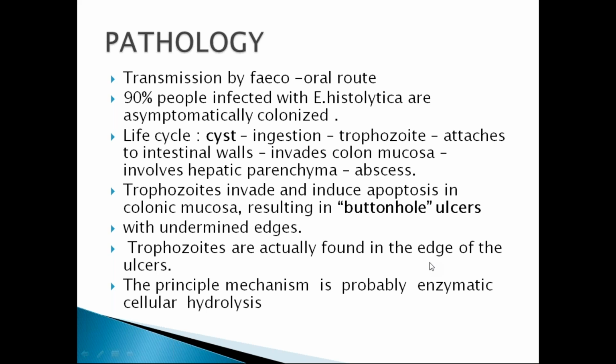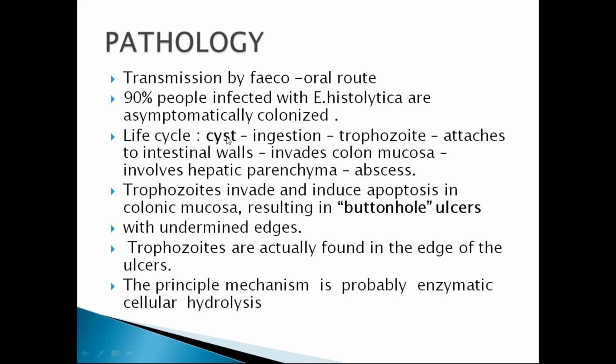Pathology: fecal-oral transmission. 90% of those infected with Entamoeba histolytica are asymptomatically colonized. How does it present? The person could have had amoebic colitis a long time back, but after a few weeks, not months, they may present with amoebic liver abscess. Even if you do endoscopy, you might not find any ulcers or anything.